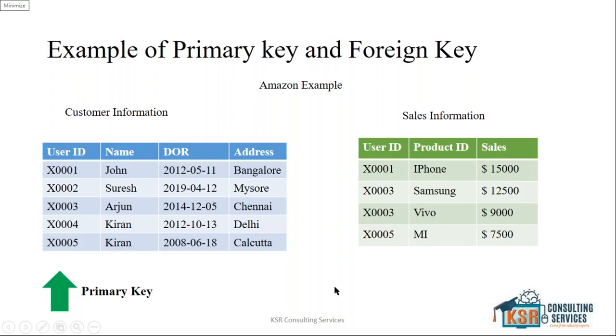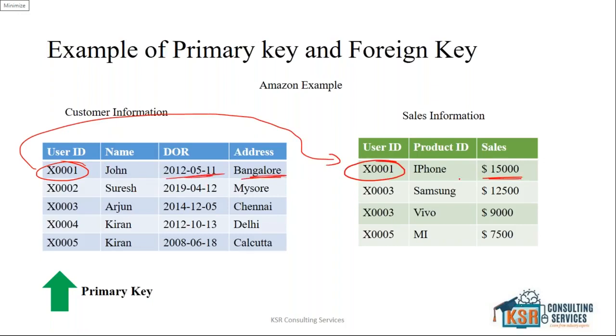Now how can I read the data? Now I can read it very simply. John, this ID has been mapped to this ID. I can clearly tell John, who got registered on this date and is from Bangalore, has purchased an iPhone for this amount. Suresh has not purchased anything. I cannot see X0002. He has not purchased anything.